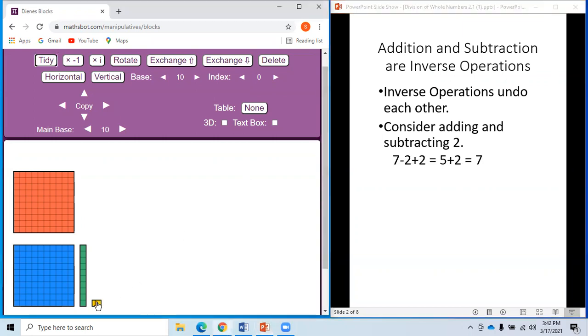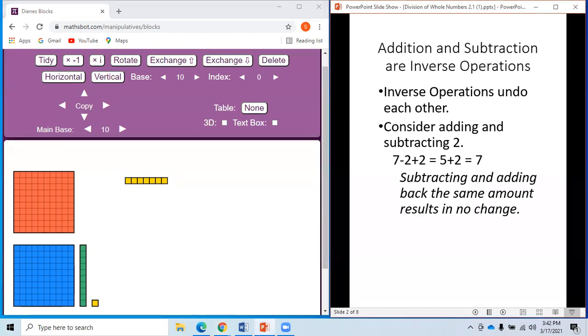If I start out with 7 blocks, and I subtract 2, I now have 5 blocks. If I add 2 to those 5 blocks, I have my 7 blocks again. Subtracting and adding back the same amount results in no change.